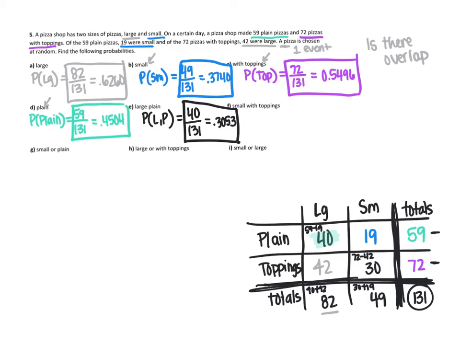All right, so go ahead and pause the video, and I'd like you to try F on your own, small with toppings. All right, so hopefully you got 30 out of 131, which is 0.2290.